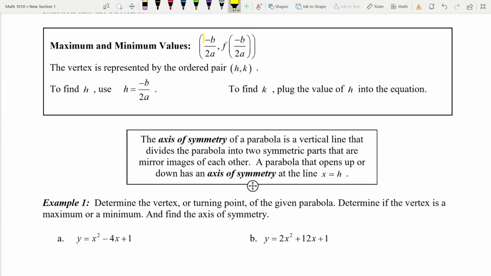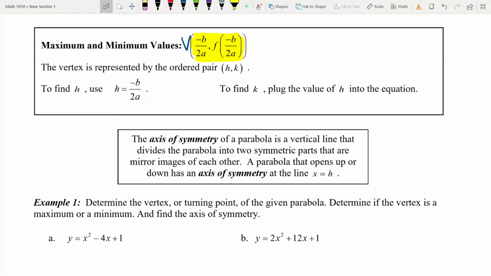What I want you to do is highlight that thing right there, and right in front of it, put a V. So your vertex is negative b over 2a, comma, f of negative b over 2a. Now I know that you look at that yellow highlighted notation and it probably freaks you out, but look what it's saying. It's really not that tough to understand.